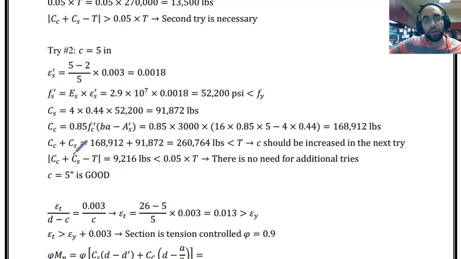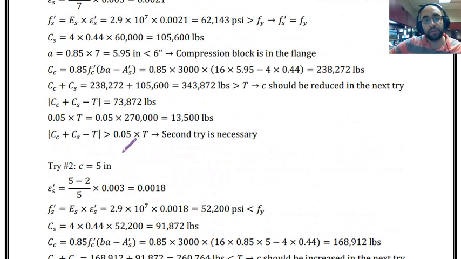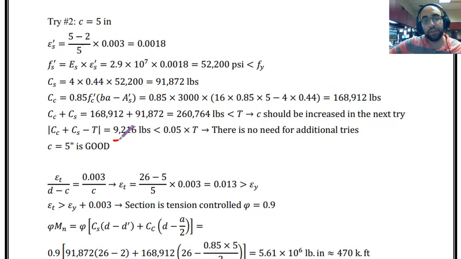So adding the compression forces, it was this value. Now I'm calculating the difference between this and tension force. It is 9 kips. 5% of the tension force, we calculated it before. That was 13.5 kips. And as you can see, the difference is just 9 kips. So definitely smaller than 5% of the tension force, which means the second guess or the second trial value for C is good enough to be accepted for this analysis.